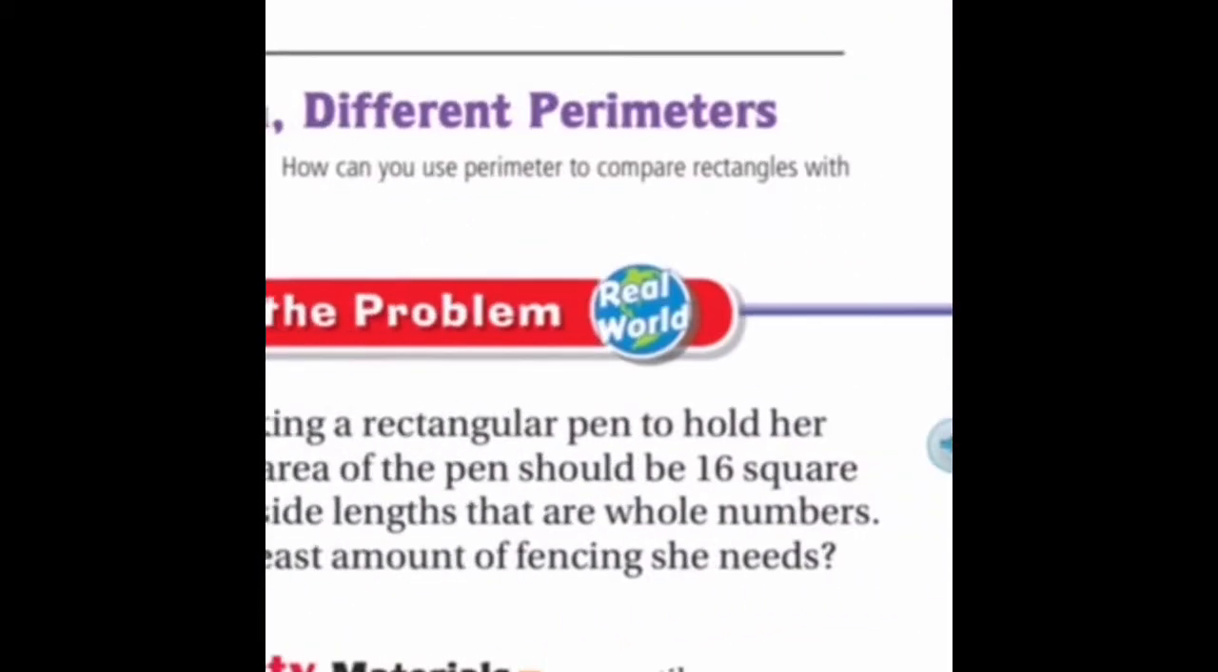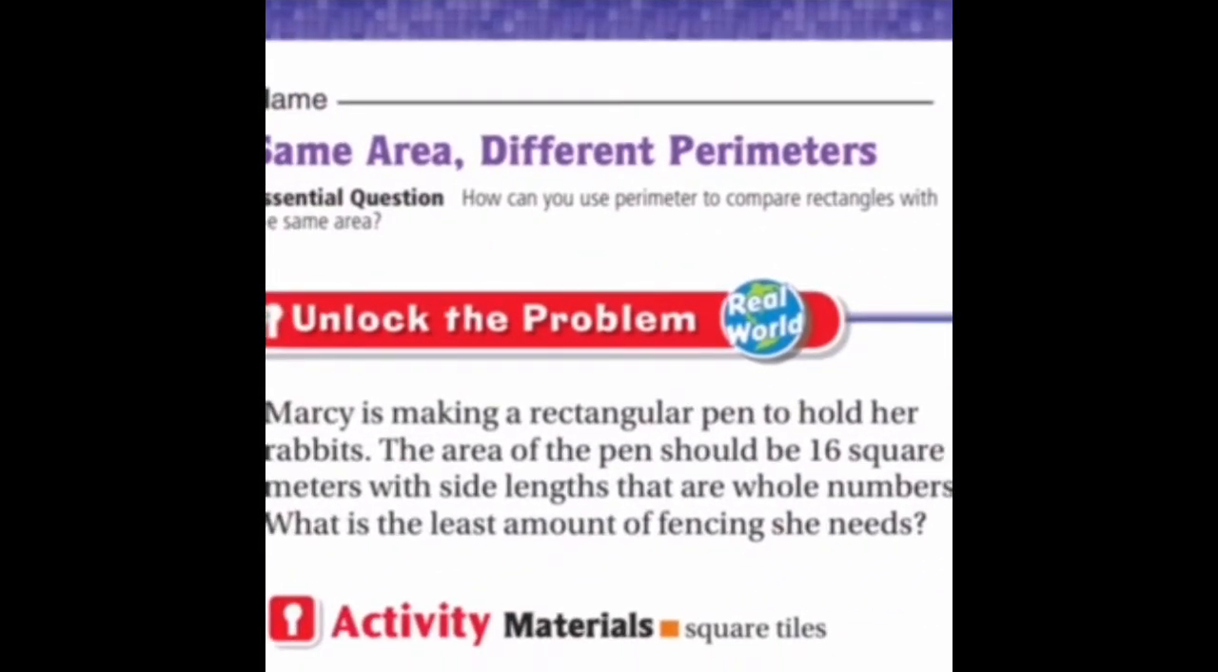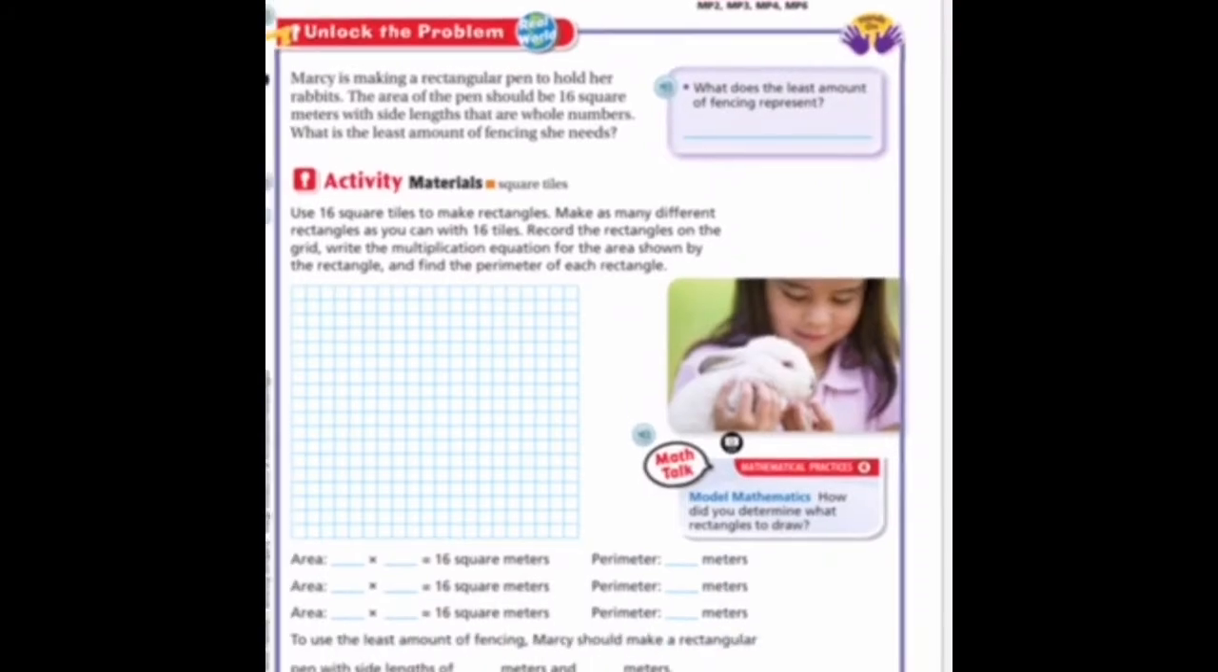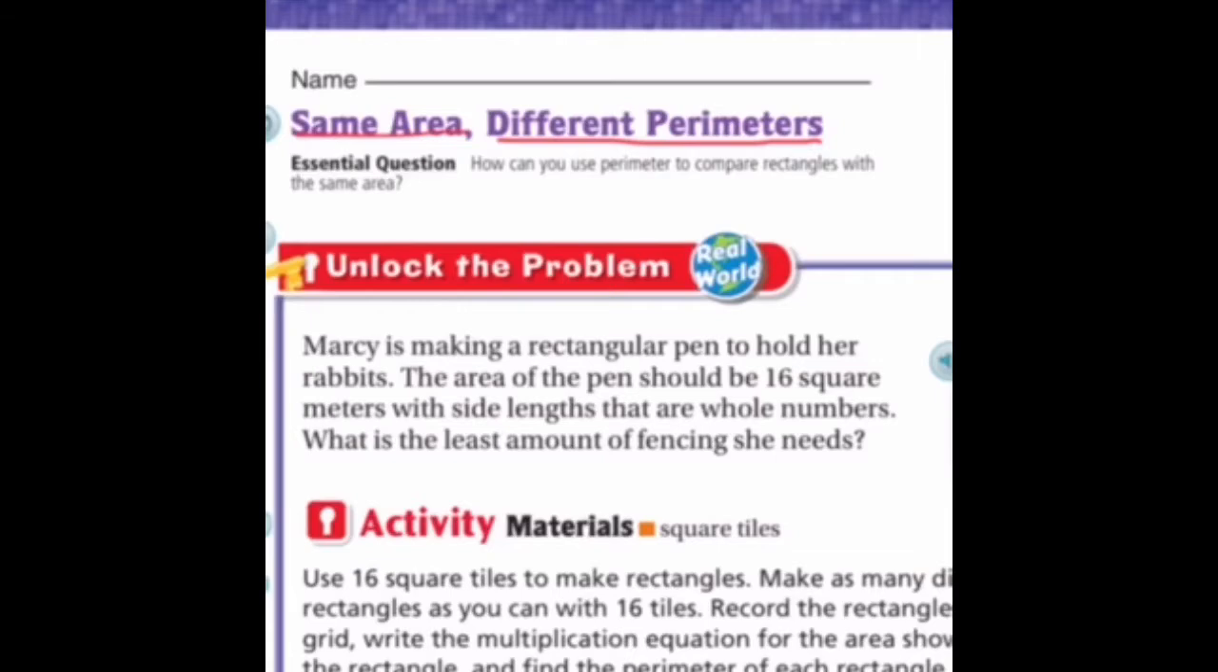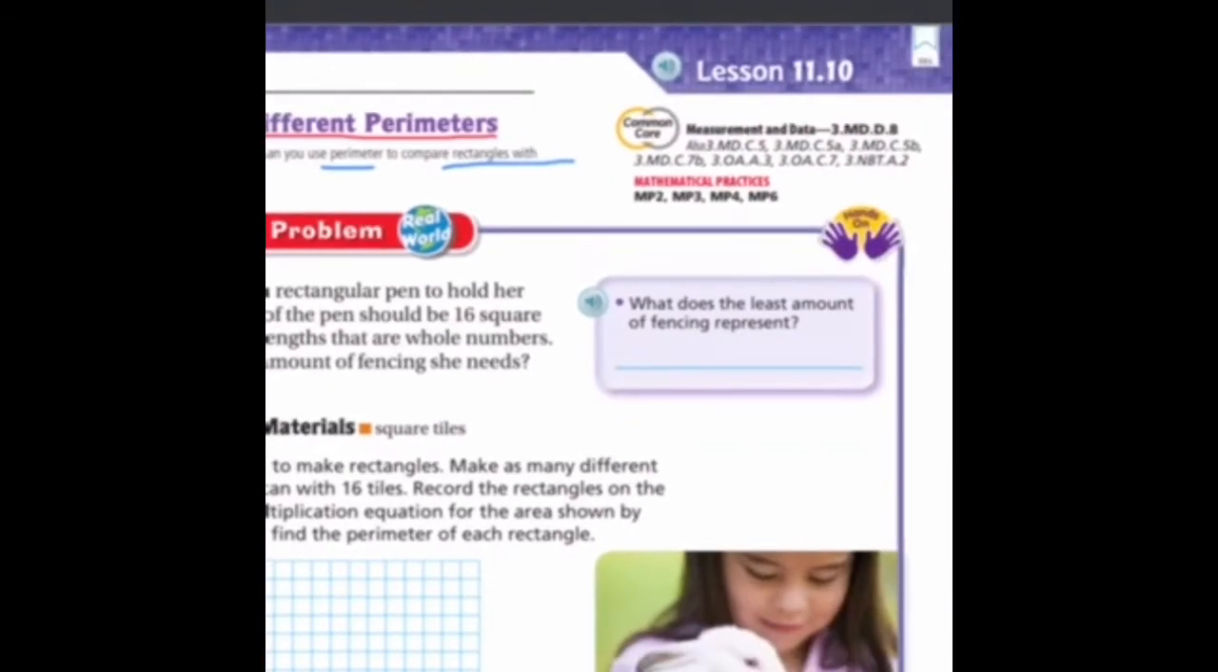We're on lesson 11.10, and we're going to talk about same area, different perimeters. The other day we talked about same perimeter with different areas. Today, same area, different perimeters, and we are on page 681. All right, let's get started with our essential question, which is, how can you use perimeter to compare rectangles with the same area? So again, same area today.